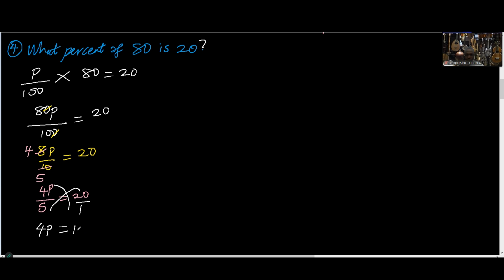So what you have left here is 4p equal to 100. Then let us divide both sides by 4 so that we can get our p. Whenever you encounter something like this, you divide by the number beside the letter.